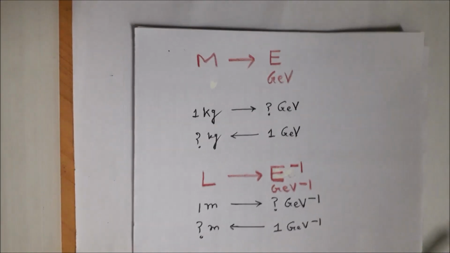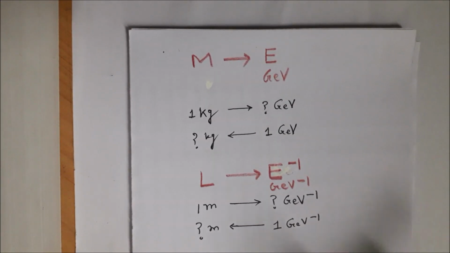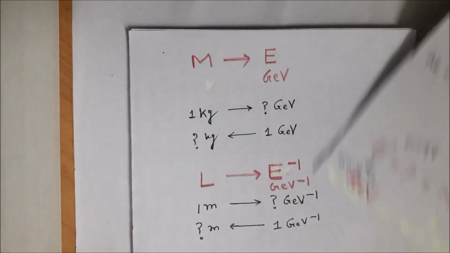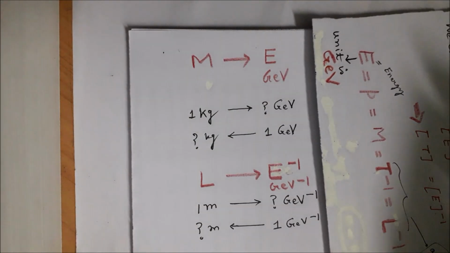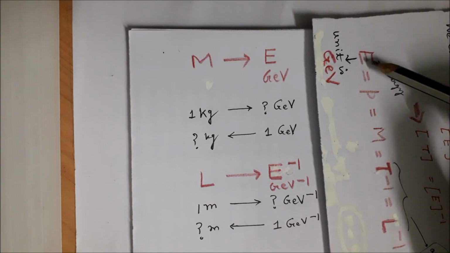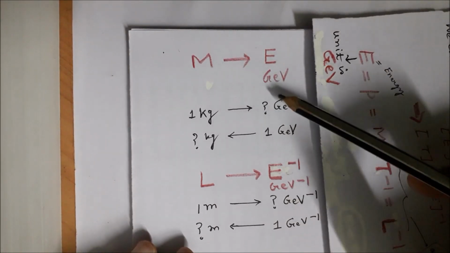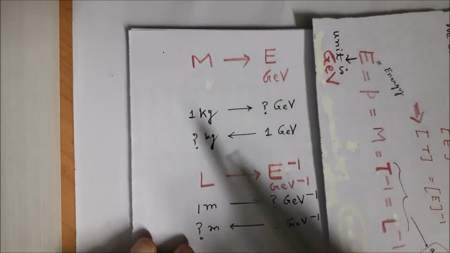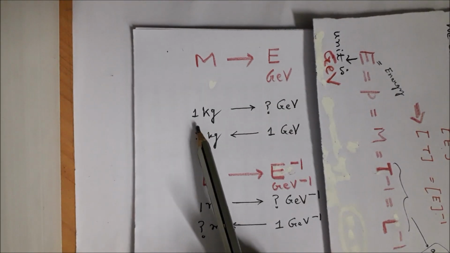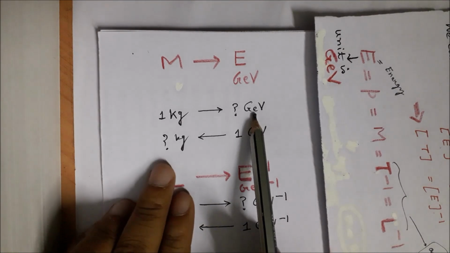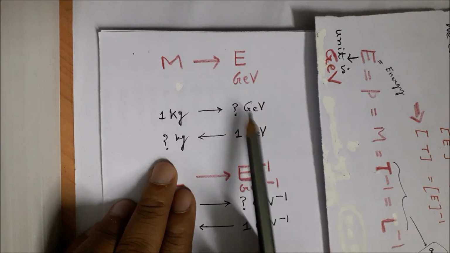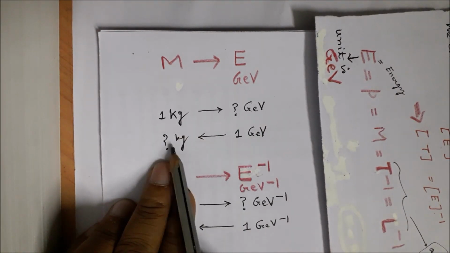So this means M can be expressed in terms of E. E is GeV, so M is some GeV, and therefore we can ask the question, 1 kg is how many GeV? And the inverse question, 1 GeV is how many kg?